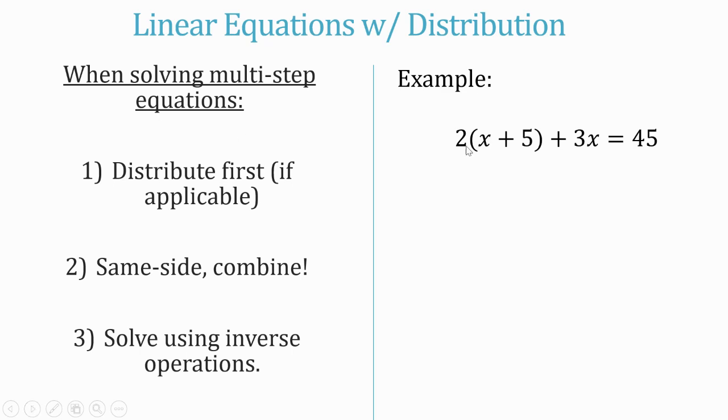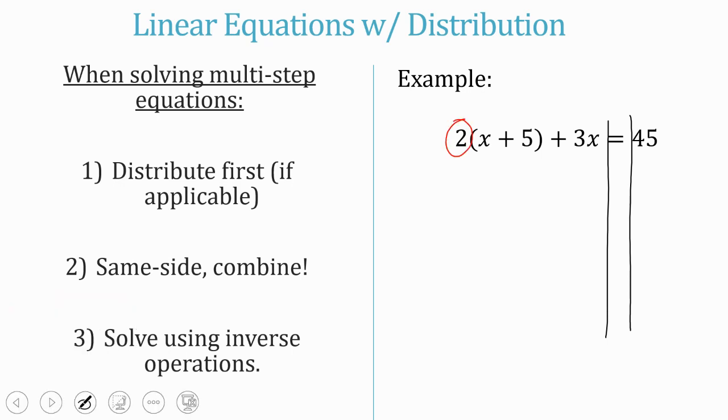For this example, we have 2 times the sum of x and 5, plus 3x, equals 45. The first thing we're going to do here is draw those train tracks. In this case, we do have distribution that applies. We see something right outside our parentheses, which is this 2, and we're going to distribute that to what's inside our parentheses. Remember, do not go outside of the parentheses. It's only inside. So when we distribute, we multiply.